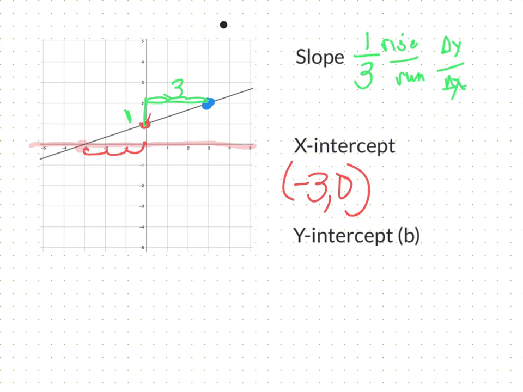Now for my y-intercept, this is your y-axis. Okay, this yellow right here. You want to know where it crosses the y, and we already have a red dot there. Okay, so it's right there, and that is 0 and then up 1. So left or right 0, up 1.